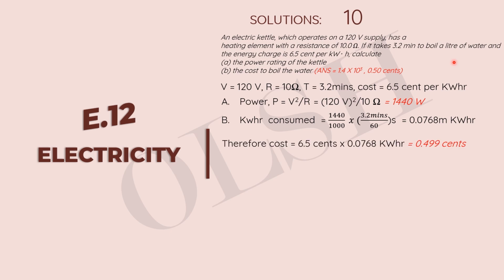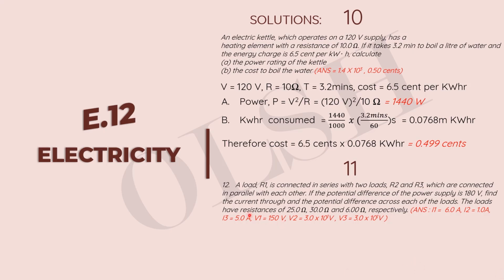So now that we have that, we use it to find the cost. This tells us that this thing costs 6.5 cents per kilowatt hour, and we don't even have up to 1 kilowatt hour. We have 0.0768 kilowatt hour. So we multiply 6.5 cents by 0.0768 kilowatt hour, and we're going to have 0.499 cents, which is 0.5 cents.